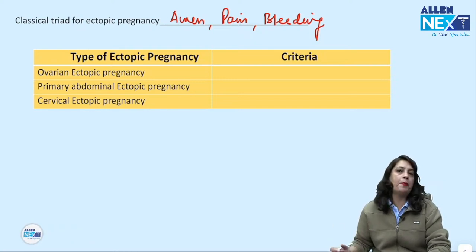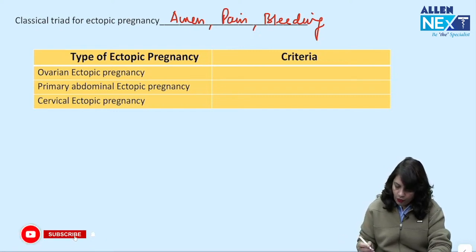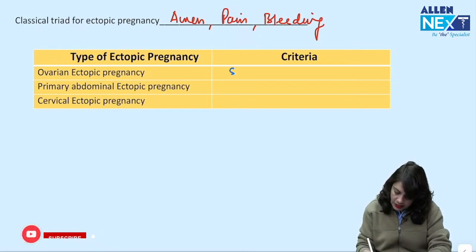Now, the type of ectopic pregnancy and the name of the criteria. Type of ectopic pregnancy and name of the criteria. For ovarian ectopic pregnancy, the criteria is Spiegelberg.